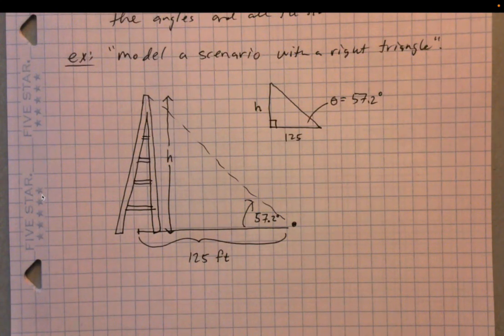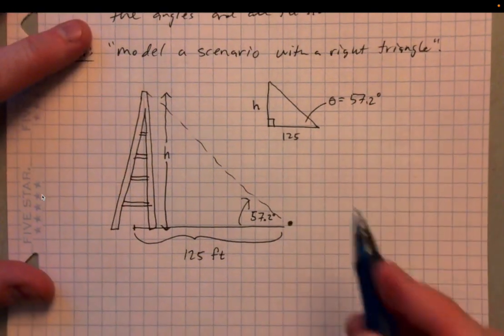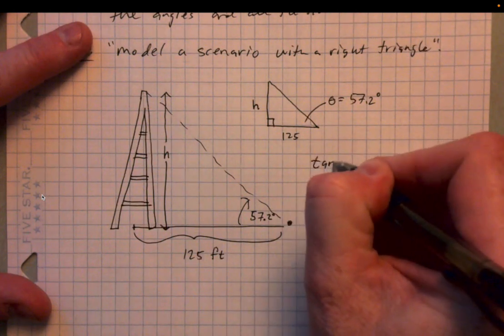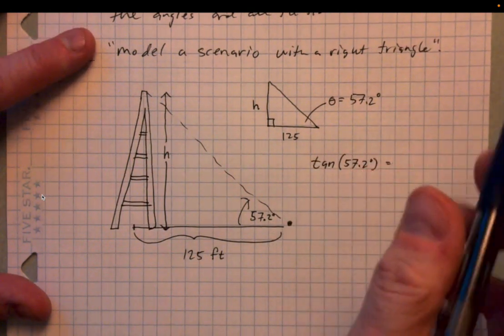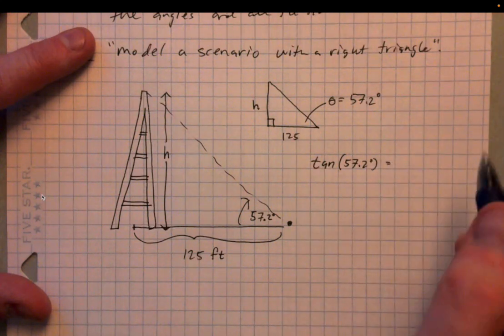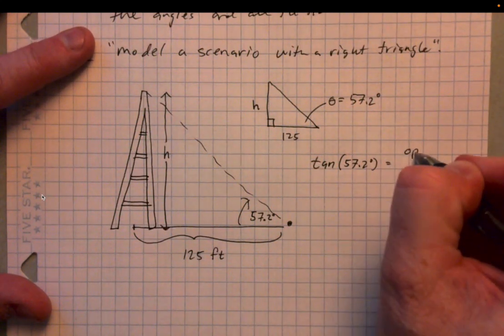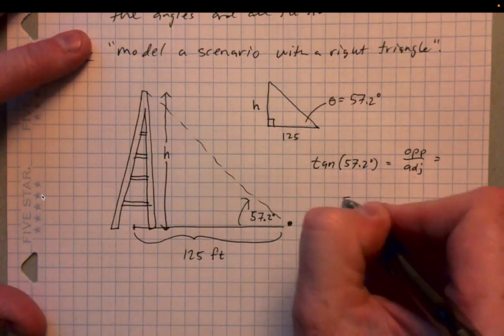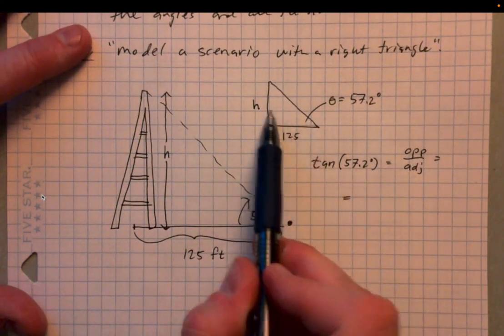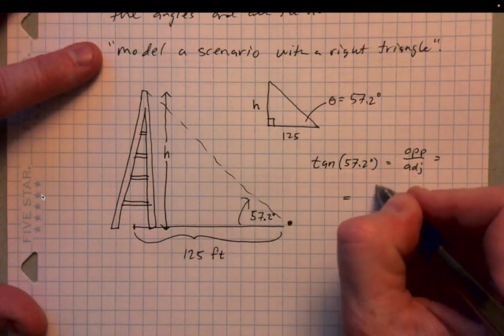And yeah, we can pretty easily figure out what h is using one of the techniques from the previous example where we were solving the right triangle. In particular, we can say that the tangent of 57.2 degrees, which we know is equal to opposite over adjacent, and I'll just write that in here so that everybody can keep up with that. The opposite over the adjacent, in this case, is going to be h over 125.